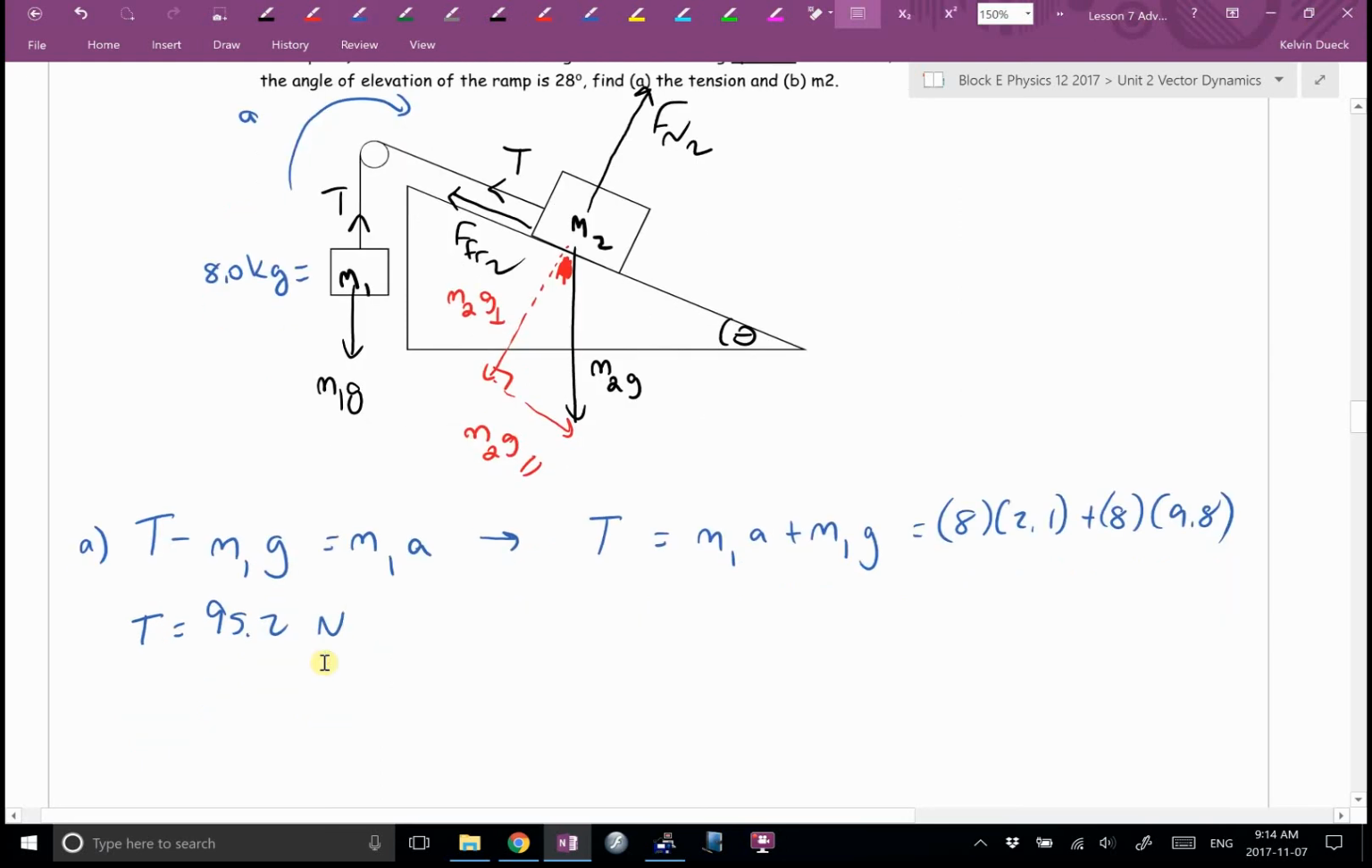What does B want me to find? B wants me to find mass 2. Brisa, which way is mass 2 accelerating? Up the ramp or down the ramp? Who's winning? Good. So what's the equation? It's going to be M2G parallel, and then I guess minus tension minus friction force 2 equals M2A.